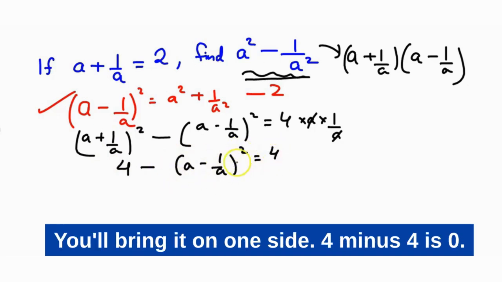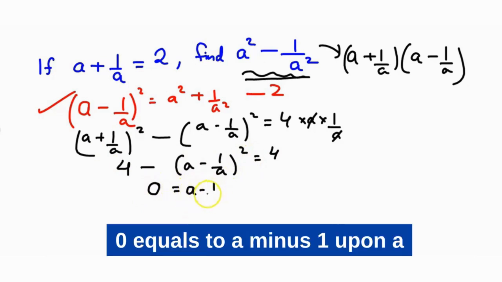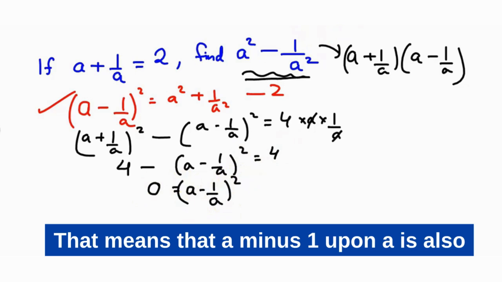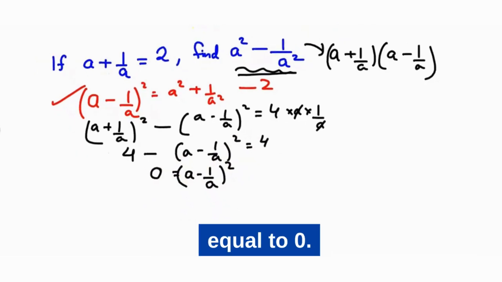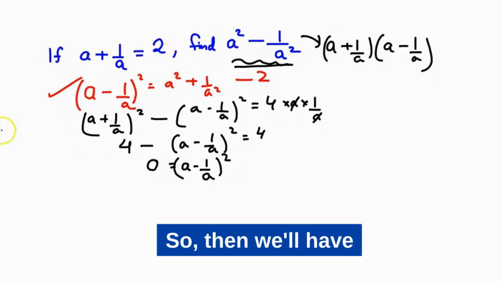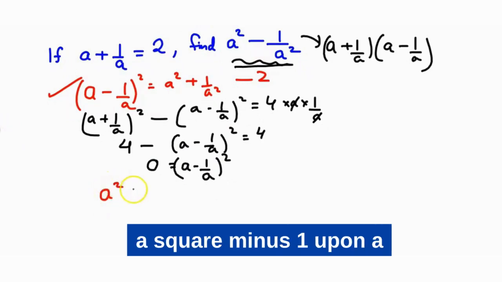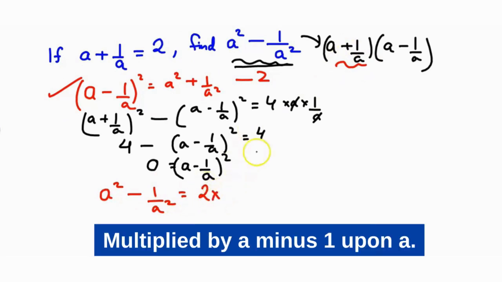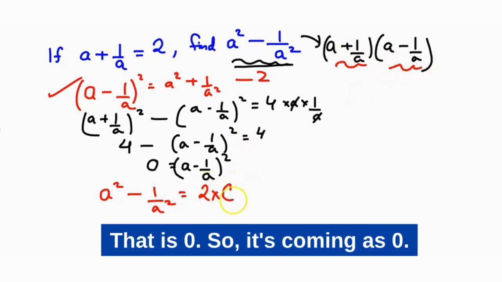equals 4. You'll bring it on one side. 4 minus 4 is 0. So 0 equals A minus 1 upon A whole square. That means that A minus 1 upon A is also equal to 0. So then we'll have A square minus 1 upon A square equals A plus 1 upon A, that is 2, multiplied by A minus 1 upon A, that is 0. So it's coming as 0.